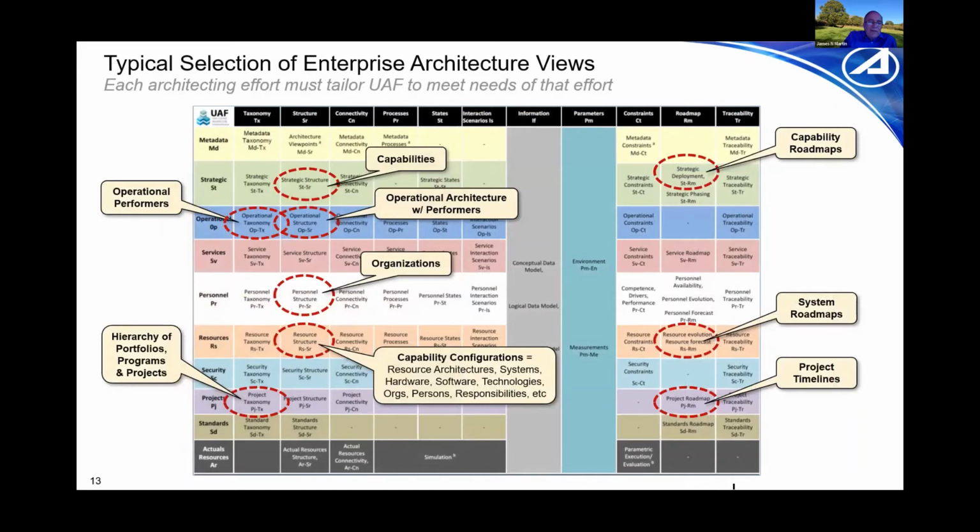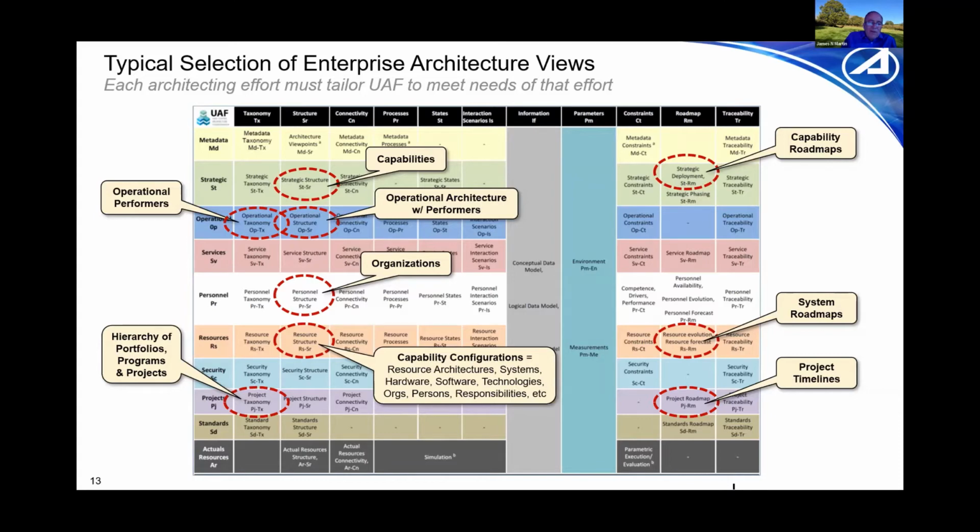Now there are 72 views. You don't use all of them, of course. You have to choose the appropriate ones for the particular architecture effort you're doing. This is a typical selection for the kind of things I do. I mostly do enterprise architectures dealing with missions and high-level capabilities. So we have the capability structure, think of it like decomposing the capabilities, and the capability roadmap: how are we going to deploy these capabilities over time? And the operational performers and the operational architecture that shows how those performers do their operations.